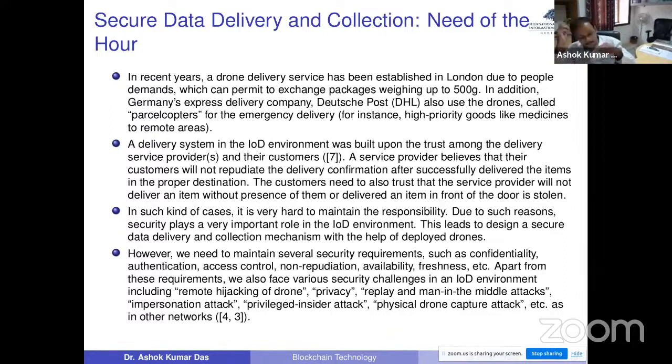Meanwhile, there are several potential attacks possible. One of them is known as the physical drone capture attack. Suppose a drone is flying in some zone. An attacker can physically capture the drone and get all the information inside it, and using that information, the adversary can capture other drones. That becomes a challenging task for developing security mechanisms for a secure data delivery and collection scheme.